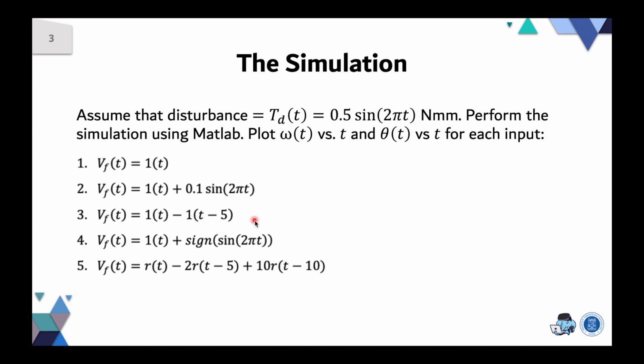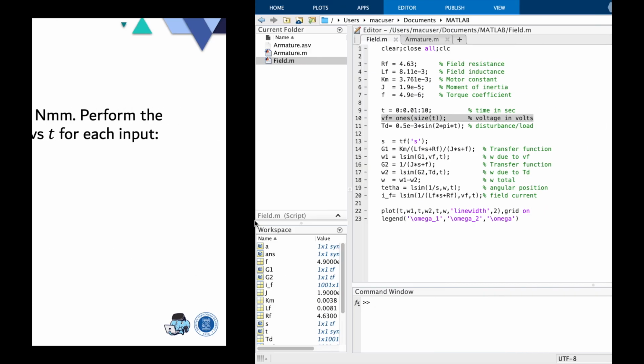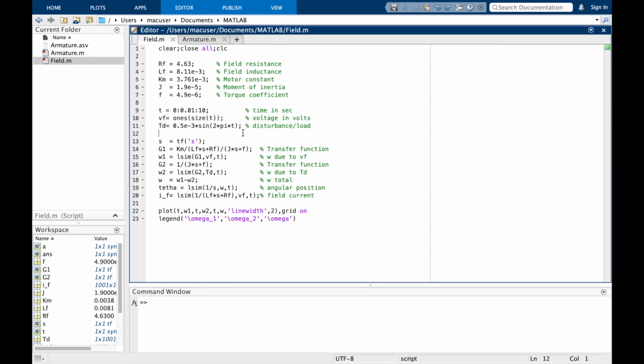Okay, let's start the simulation using MATLAB. Here, firstly, I'm declaring the entire parameters of the motor: the resistance, the inductance, the Km motor constant. This one is the moment of inertia, and this one is the torque coefficient. And then I'm declaring the time starting from 0 up to 10 seconds with a step size of 0.01 second, or 10 milliseconds. And this is the input.